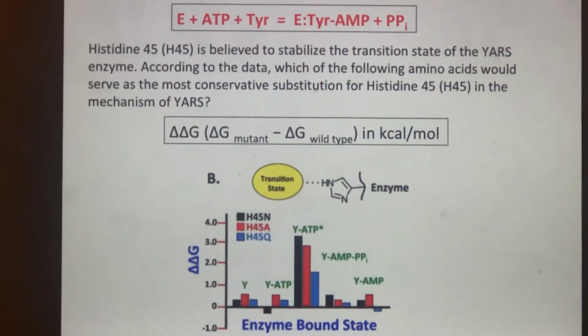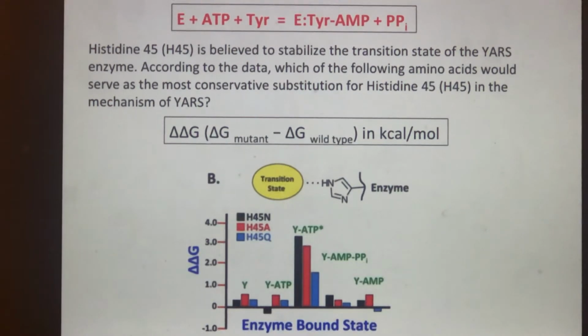Okay, the question is on the YARS enzyme and delta Gs and amino acid substitutions. Pretty challenging problem, so let's take a look. What is YARS? It's an amino acyl tRNA synthetase, and the reaction is the enzyme plus ATP plus tyrosine gives you an enzyme tyrosine AMP complex plus inorganic pyrophosphate.